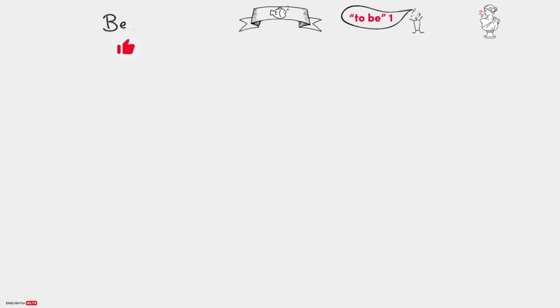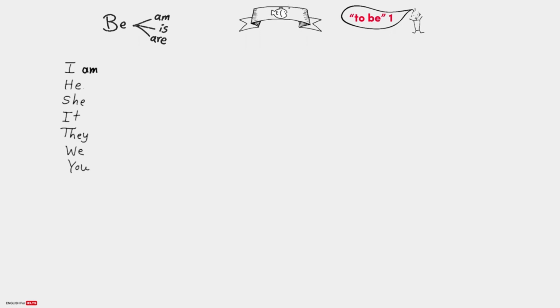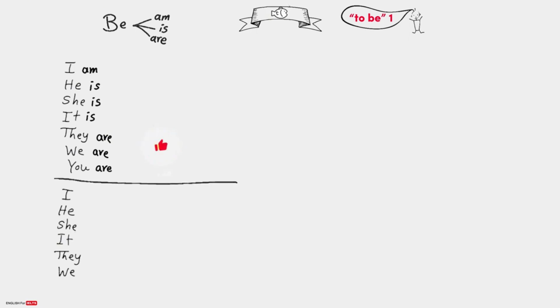Verb be. Verb be has three forms: am, is, are. And we use these three forms differently with the 7 pronouns we have in English: I, he, she, it, they, we, you. I takes am: I am, he is, she is, it is, they are, we are, you are. And the negative form is the same, but we just add not. I am not, he is not, she is not, it is not, they are not, we are not, you are not.